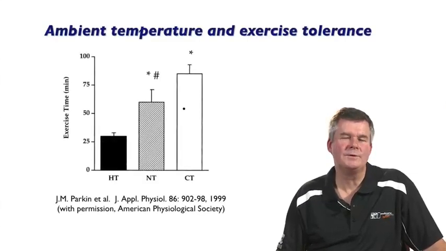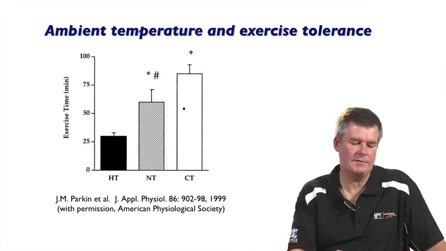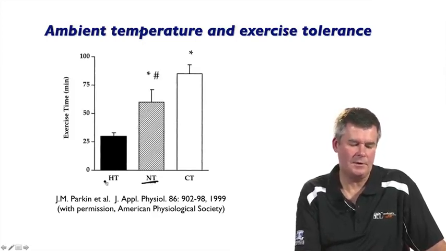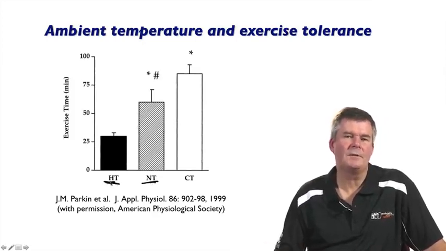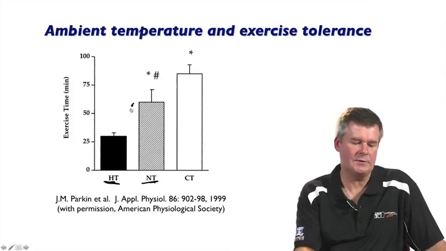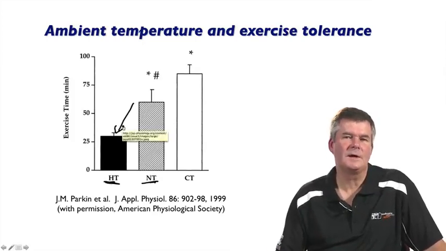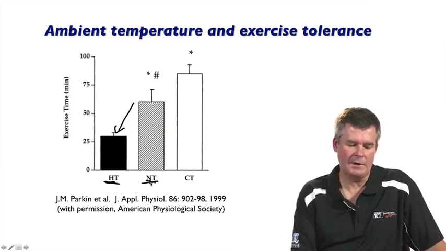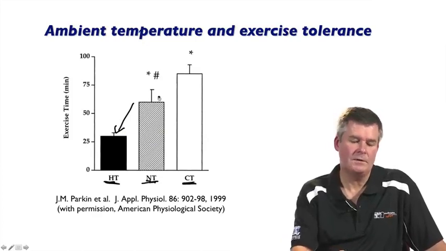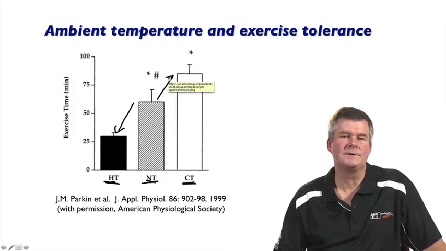If you superimpose environmental temperature on that exercise-induced heat production, then that's an additional challenge for the exercising athlete. And as you can see here, if you go from a normal temperature at about 20 degrees to a hot environment at 40 degrees, there is a marked reduction in exercise tolerance. And we'll talk more about that in the next lecture. However, interestingly, if you move from 20 degrees to 3 degrees, you can actually see an increase in exercise tolerance.